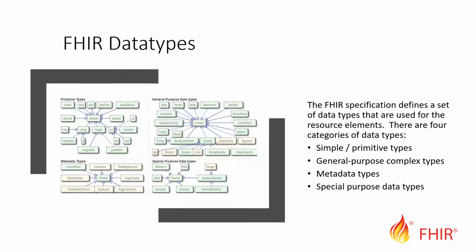Typically these are based on domain concepts. For example, you have annotations, the period, the range, the human name, the contact point, the address, the signature, and so on and so forth, which are typically more domain concepts that you generally see. So FHIR defines a wide set of data types, both primitive, general purpose data types and also special purpose data types, which are typically used to compose resources, so that you can uniformly represent the data on different end systems.